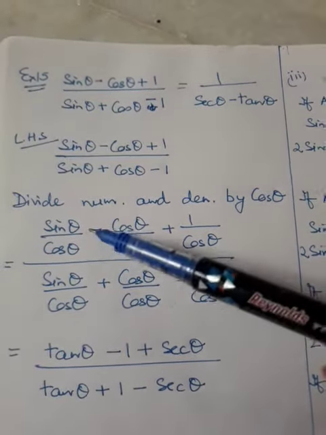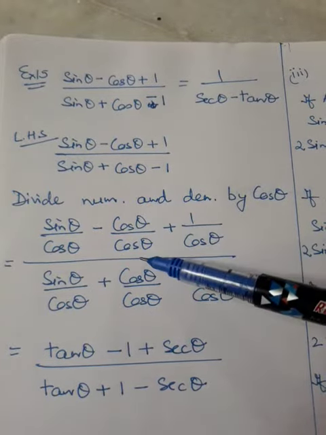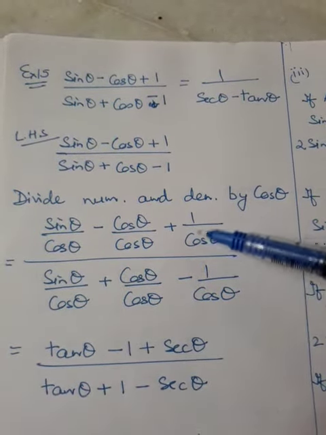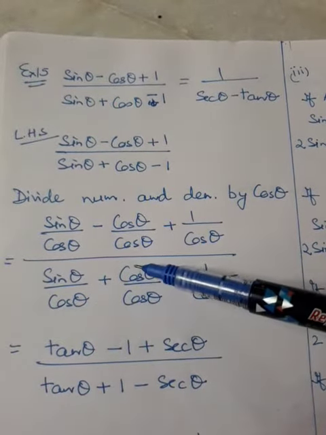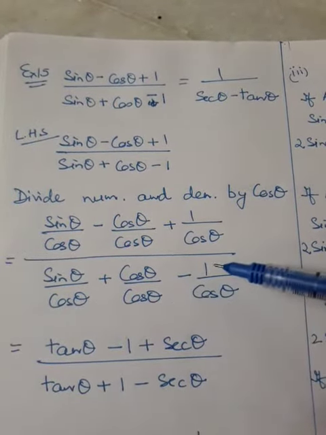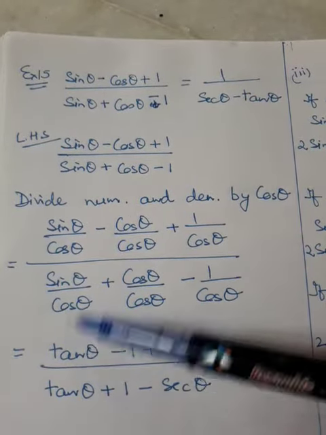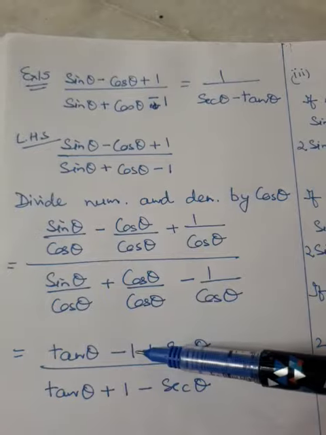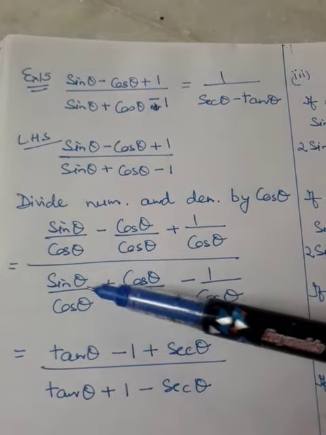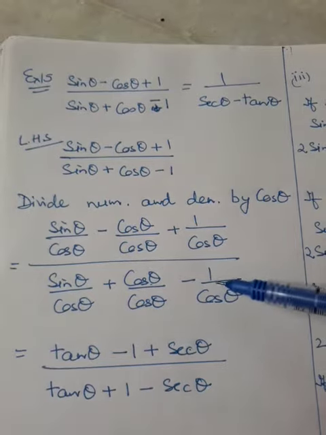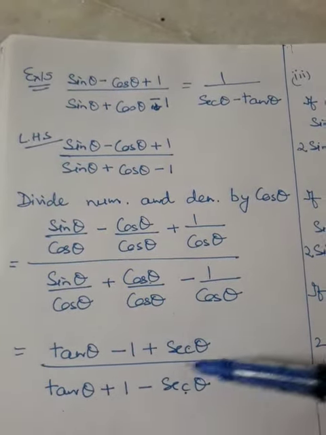So this becomes sin theta upon cos theta, cos theta upon cos theta, minus 1 upon cos theta in the numerator, and sin theta upon cos theta, cos theta upon cos theta minus 1 upon cos theta in the denominator. Now sin theta upon cos theta is tan theta, cos theta upon cos theta is 1, and 1 upon cos theta is secant theta. So this will be tan theta plus 1 minus secant theta over tan theta plus 1 minus secant theta. Now we have to solve this.